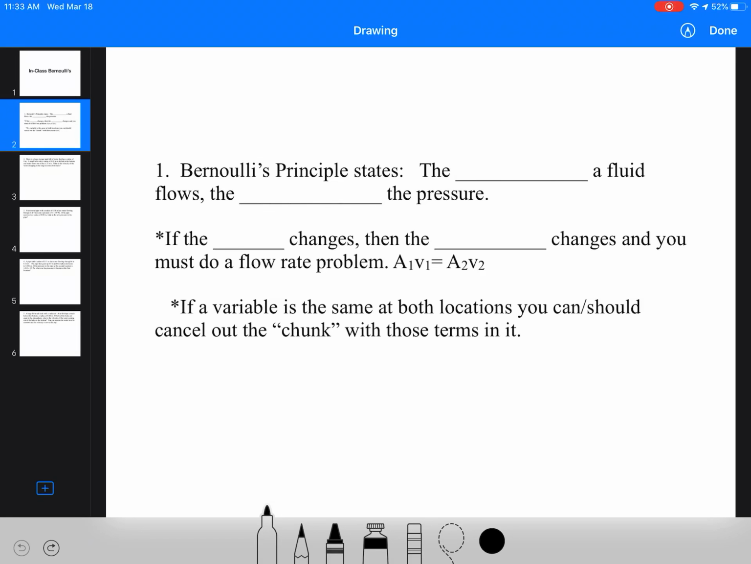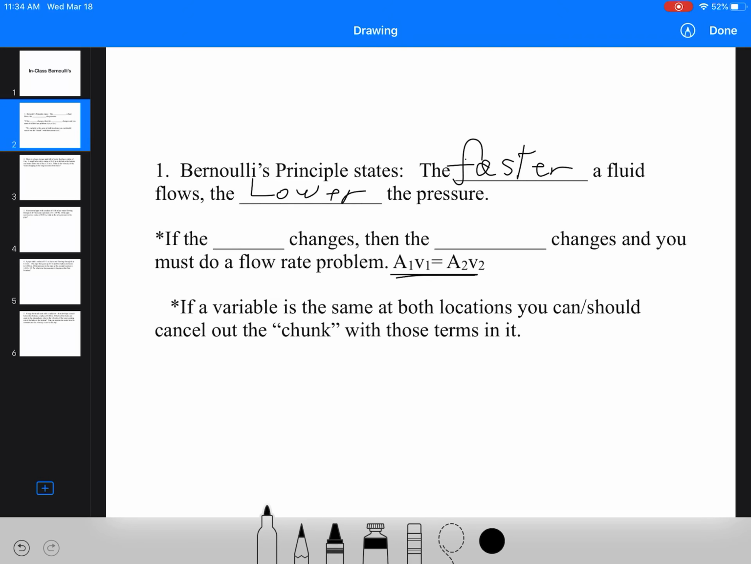All right. So basically speaking, Bernoulli's principle says that the faster a fluid moves, the lower the pressure is going to be. Okay, so they're inversely proportional. And this right here is flow rate.